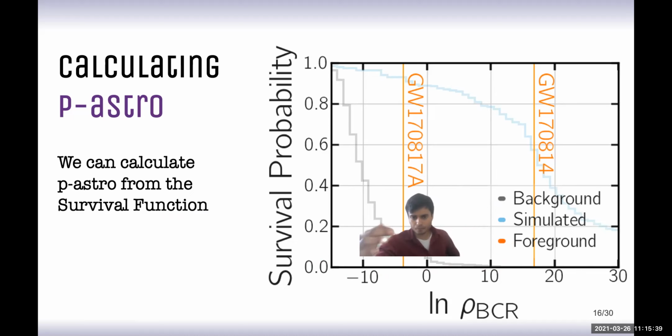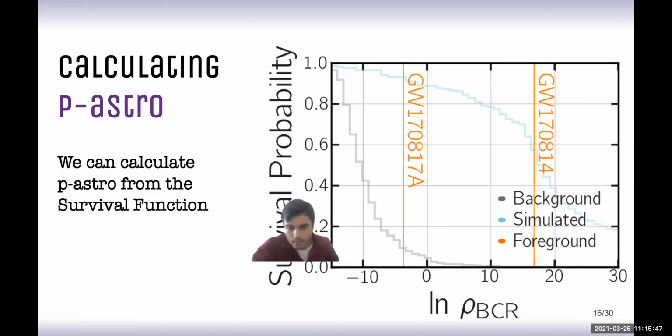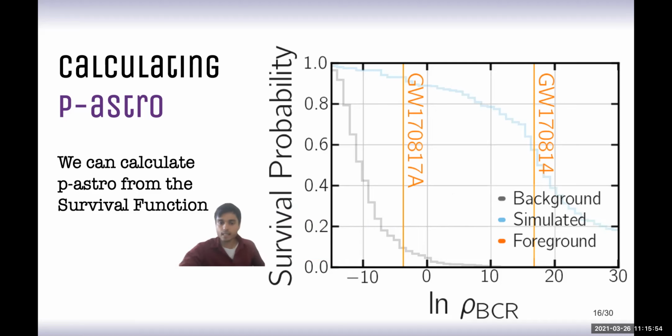And so GW170817 lies far from the background, while GW170817A lies kind of on the background. We see that 10% of the background events still have BCRs greater than GW170817A's BCR value.